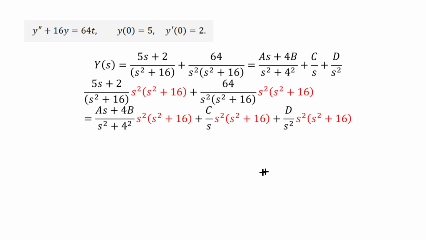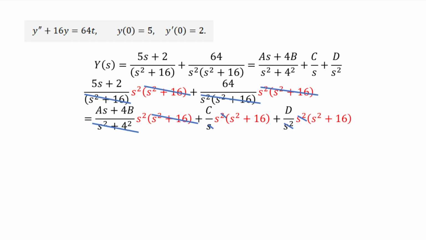What I want to do is, because s squared plus 16 is the biggest denominator, or the least common multiple of all the denominators you see here, I'm going to multiply that to every term that we see. So you see, this is multiplied to the first one, this is multiplied to the second one, the third, the fourth. All of these are multiplied by s squared plus 16. And the reason you want to do this is, by doing this, you get rid of the denominators, so it's a lot easier to handle.